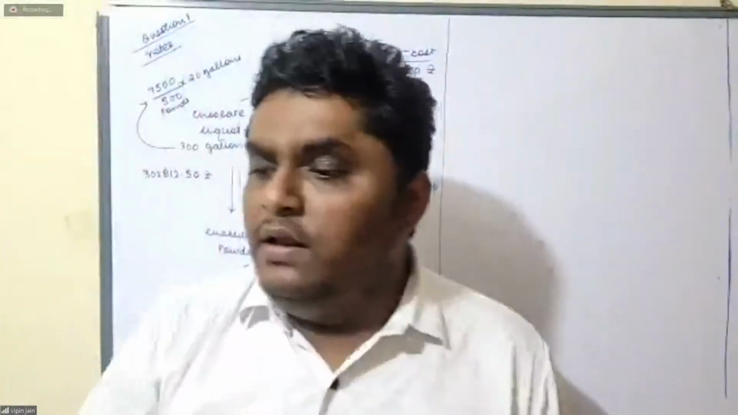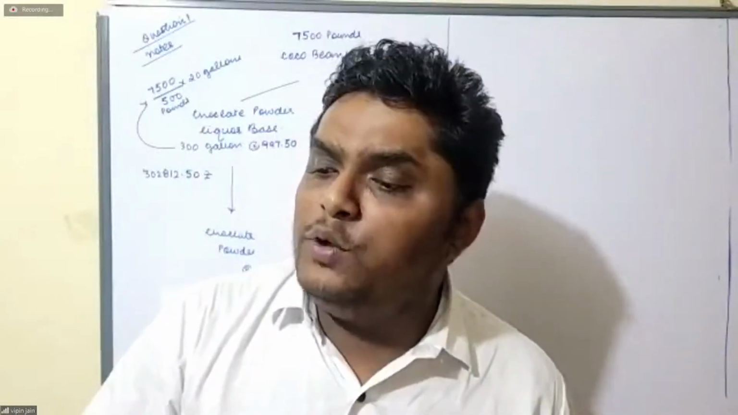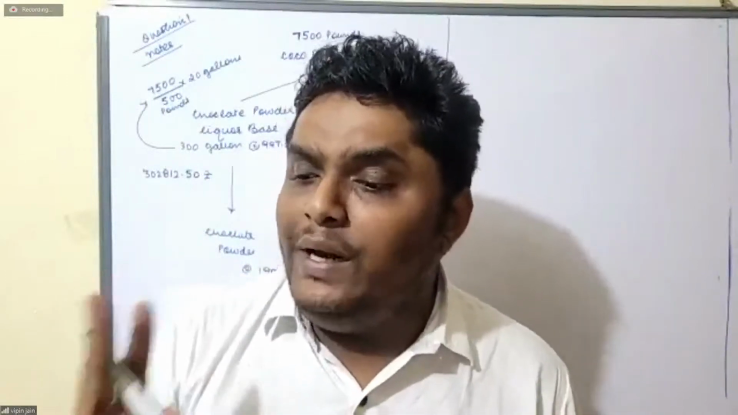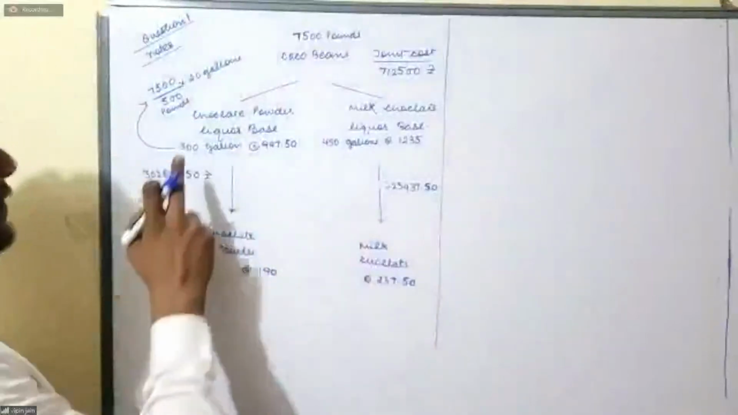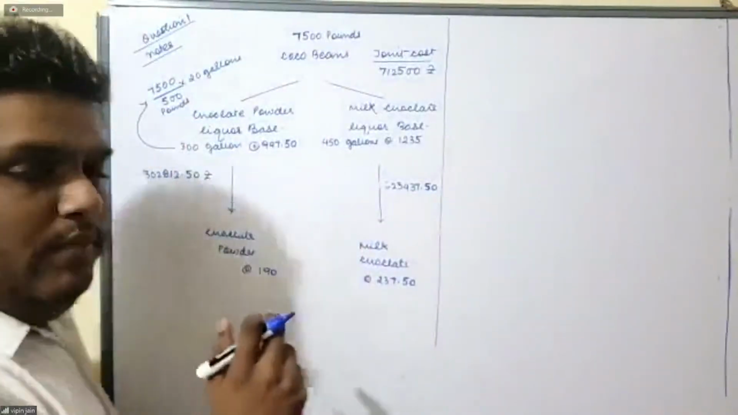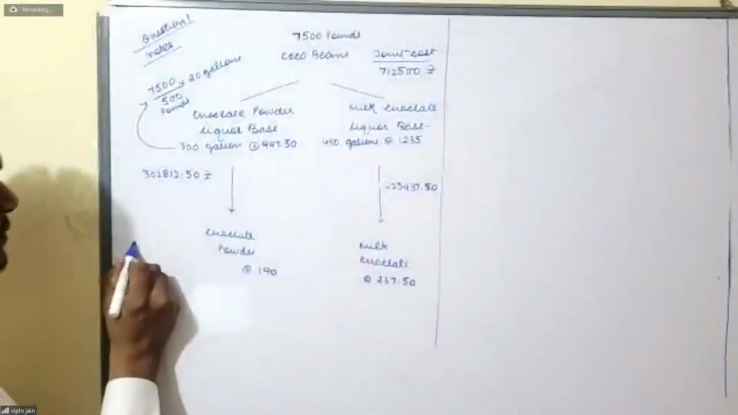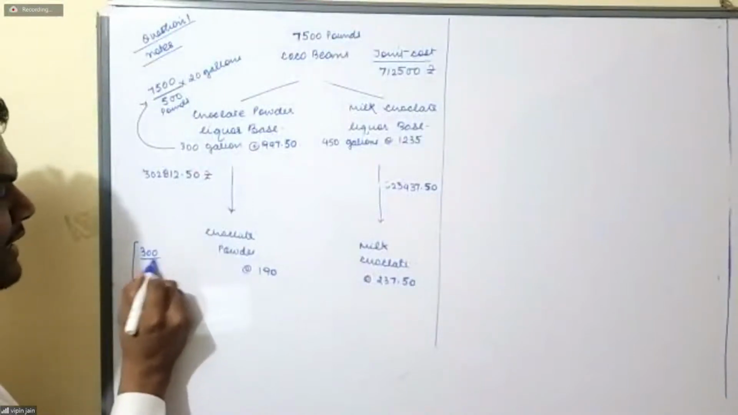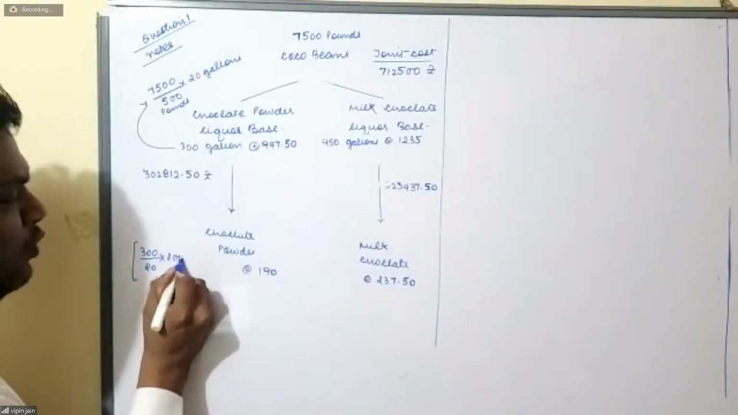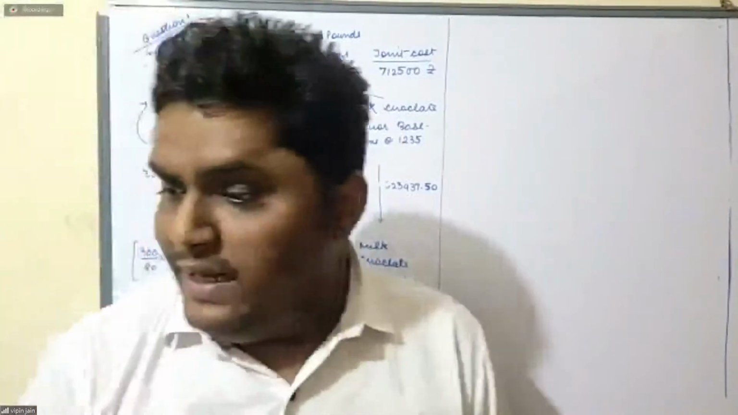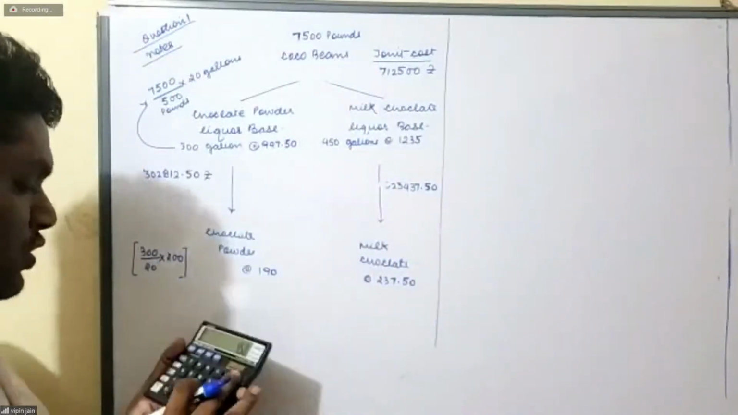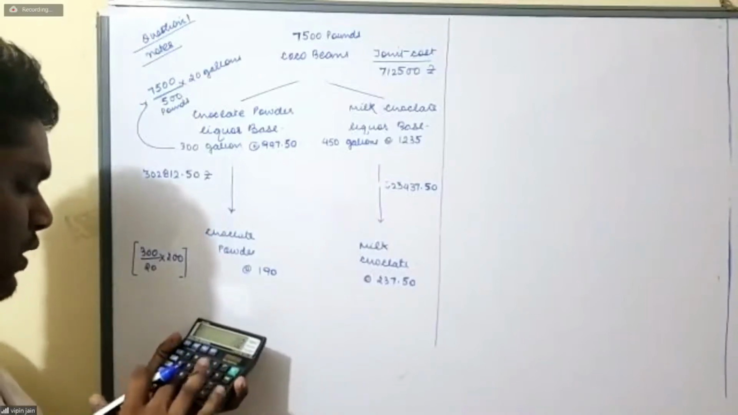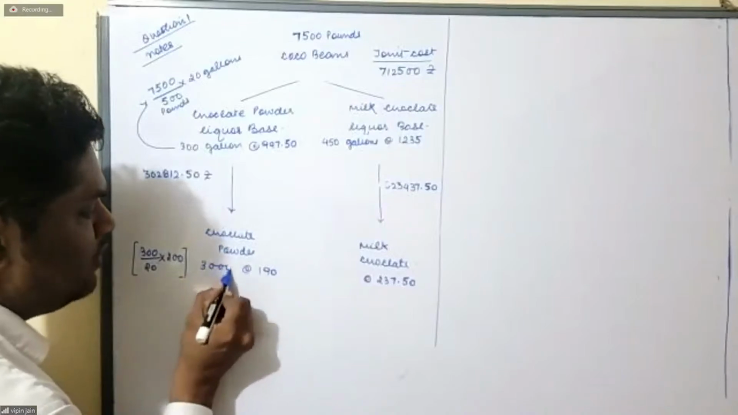Further, let's proceed. The chocolate powder liquor base is further processed into chocolate powder, and every 20 gallons will yield 200 pounds of chocolate powder. So from every 20 gallons, they are getting 200 pounds. In total, there are 300 gallons. So 300 divided by 20 into 200. So this will be 3,000 pounds.